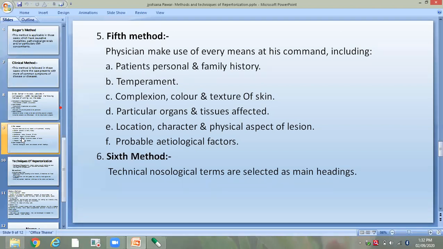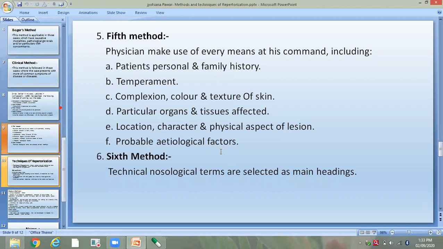Is it sudden? Is it very severe? How is the intensity of the pain? How does the pain decrease? With which things does the patient feel better? With which things does the headache get aggravated? Then the physical aspect of the lesion. Is there any other symptom with headache? So we ask about all these things in detail, though we may not get any proper symptoms while taking the case. Then probable etiological factors.